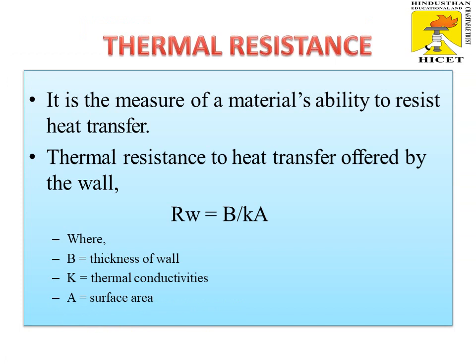There is a resistance to the transfer of heat in a material. It is the material's ability to resist the heat transfer. We call it thermal resistance. Thermal resistance can be expressed mathematically as R_w equals B by K into A. It is for a solid wall, where B is the thickness of the wall, K is the thermal conductivity of the material, and A is the heat transfer area.